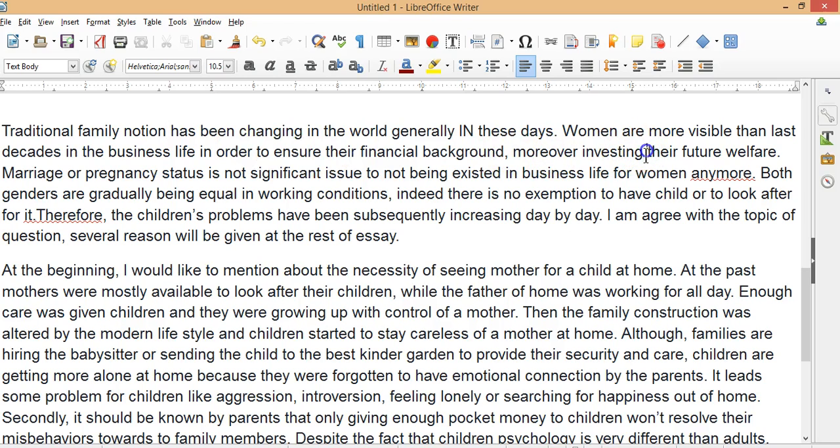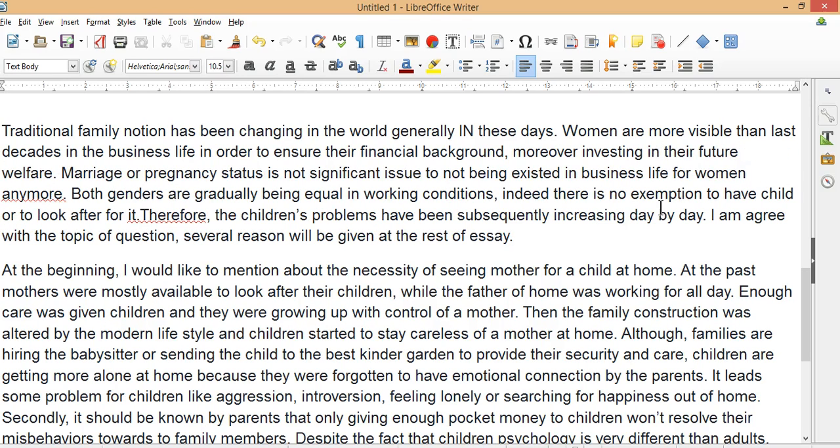"Moreover, investing in their future welfare." Oh, why is the caps lock on? Hang on. Sorry. Oh, yes. Okay. "Marriage or pregnancy status is not a significant issue." So the main point of grammar here that I can see is articles. Now, I won't give too much away when I say in the native language of the author of this essay, they don't have articles. So we've got some missing articles here.